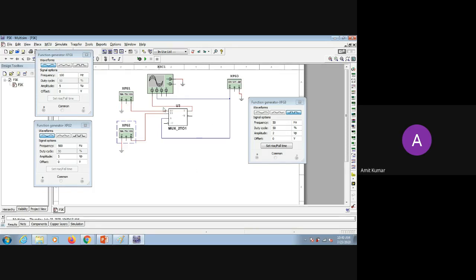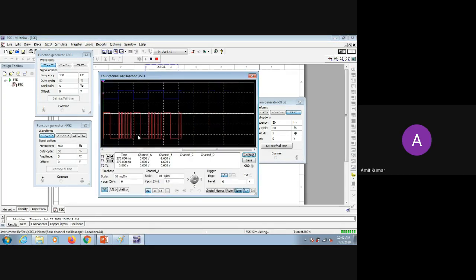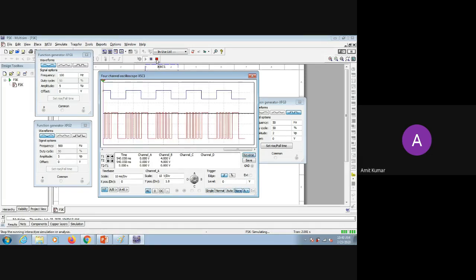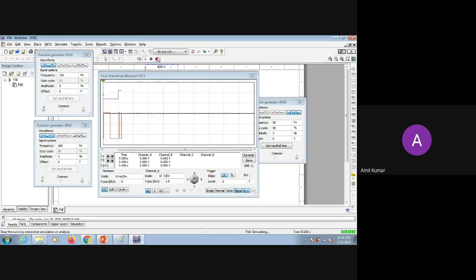If A is 0, D0 data will be selected. So D0 will be available. D0 is the lower frequency and D1 is your higher frequency. So we will see the output waveform. Here you are getting the output lower and higher frequencies. For 0, you can see the lower frequency is there. For 1, it is a higher frequency, but it is not a sine waveform.